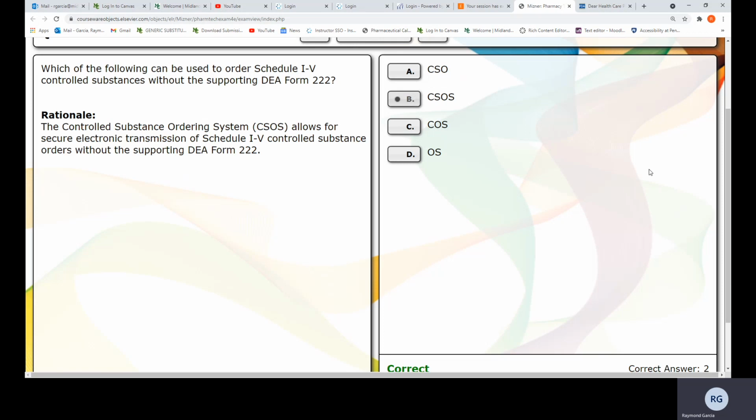Controlled Substance Ordering System. CSOS allows for secure electronic transmission of Schedule 1 through 5 controlled substances orders without supporting DEA Form 222. Cardinal has an online ordering system, and you wouldn't have to fill out the paperwork. But you would have to be registered under CSOS.